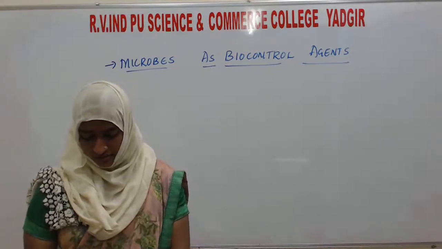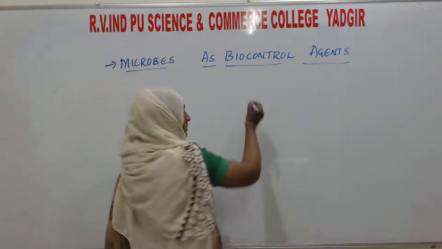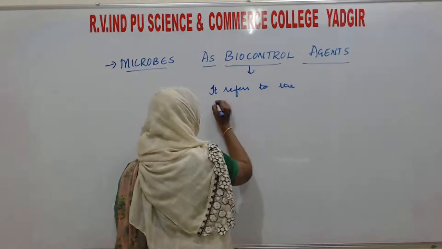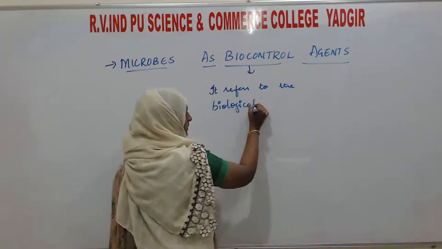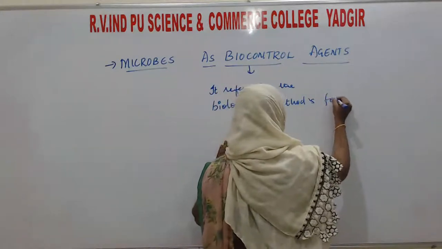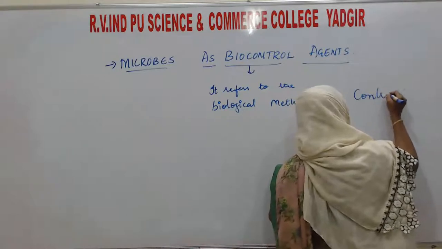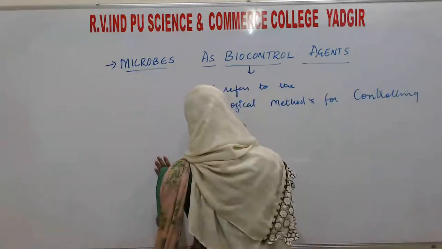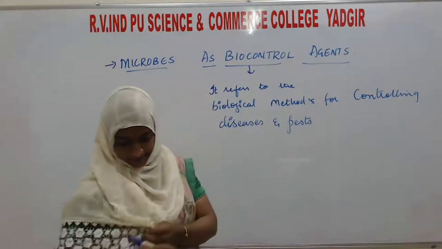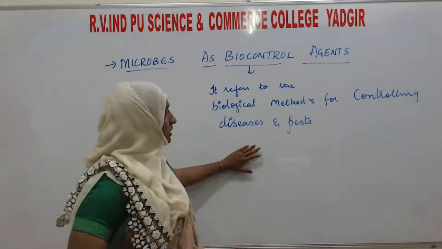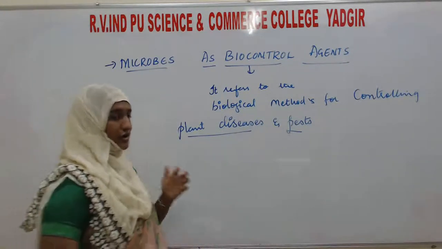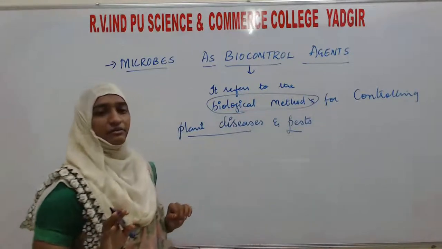Biocontrol refers to biological methods for controlling diseases and pests. Pest means the insects. So, controlling plant diseases and pests. It refers to a biological method, not any chemical method.